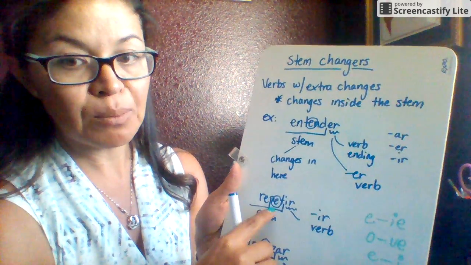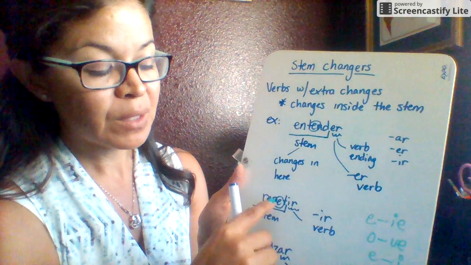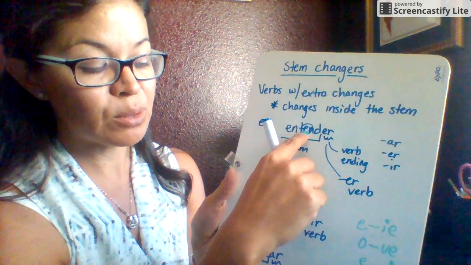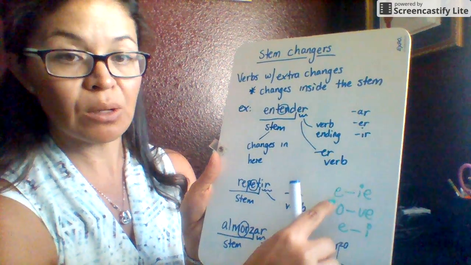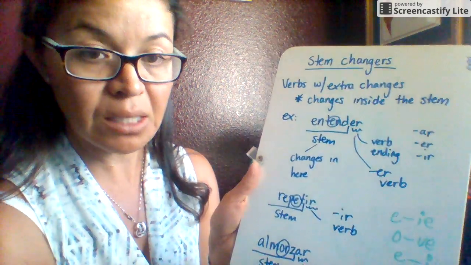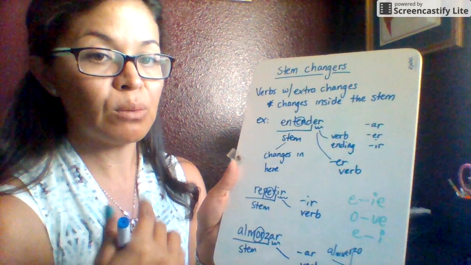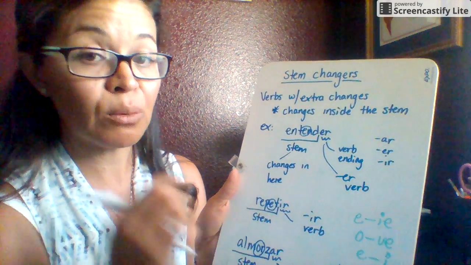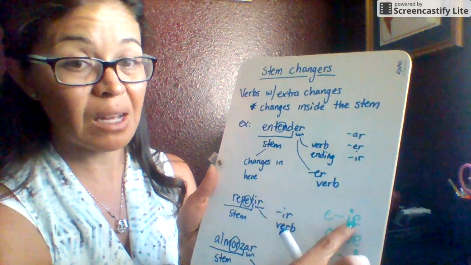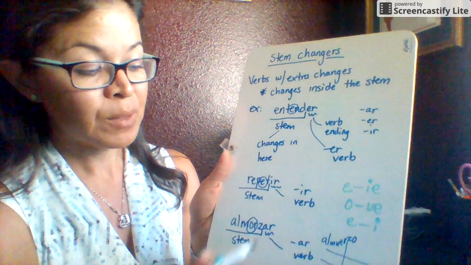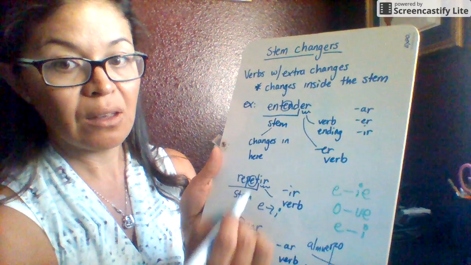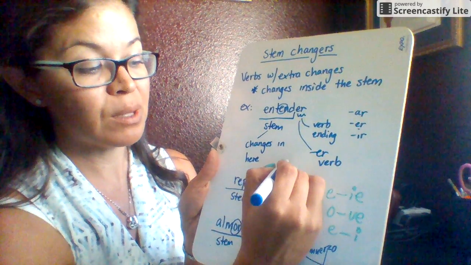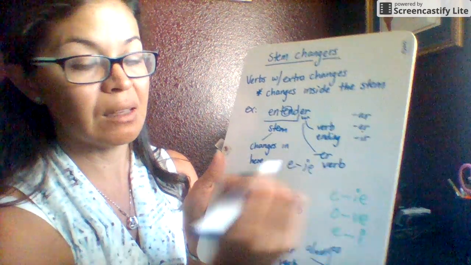So between repetir and entender, there's really nothing, no clue, because there's an either, there's an either. I can't tell which of these two changes they're going to have. So again, you have a list with them already, or maybe you've been exposed to them already, or maybe you already know how to say them, so you could tell it's going to be an IE, it's going to be an I. So for repetir, this happens to be an E to I. For entender, this happens to be an E to IE.